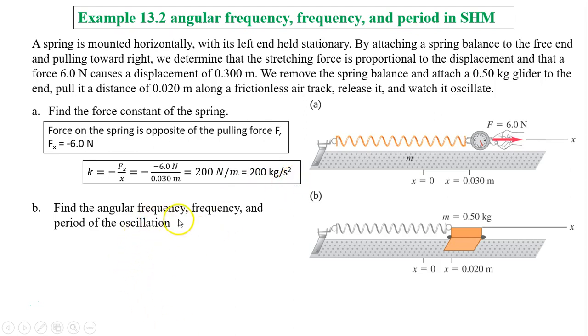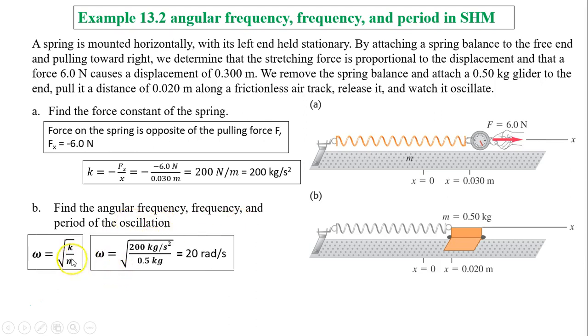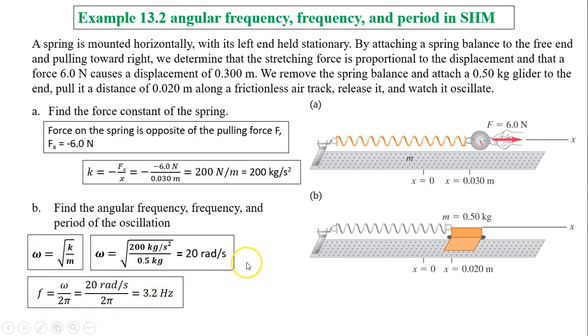Next, find the angular frequency and the period of oscillation. We know angular frequency omega equals the square root of k over m. Plug everything in, and we figure omega equals 20 radians per second. Frequency equals omega over 2 pi, so that gives you 3.2 hertz. The last value is period. Period is 1 over frequency. That gives us 0.31 seconds.